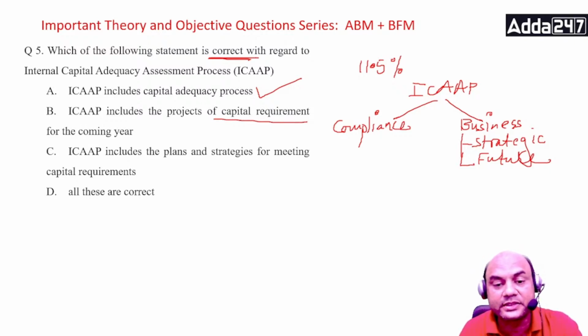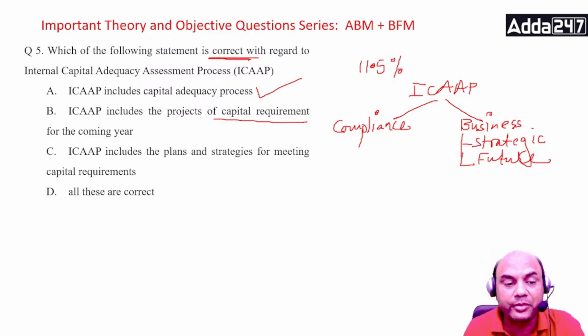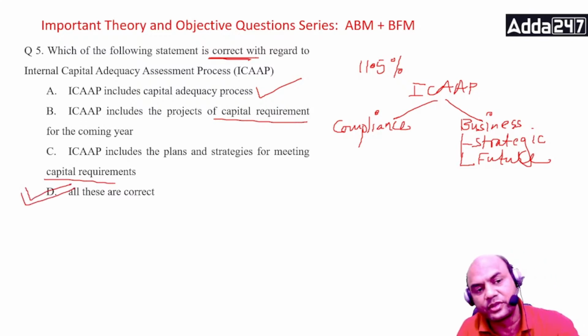ICAAP includes plans and strategies for meeting capital requirement, obviously. So the answer is all of these. D is the answer.